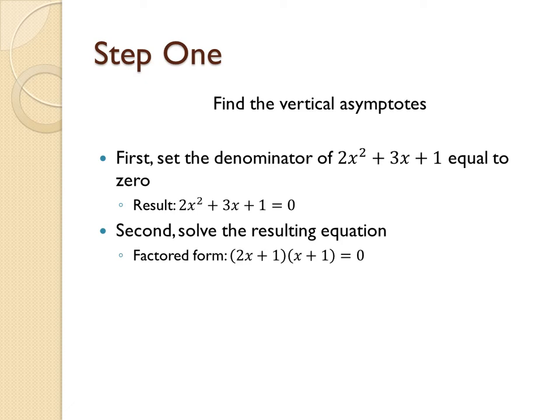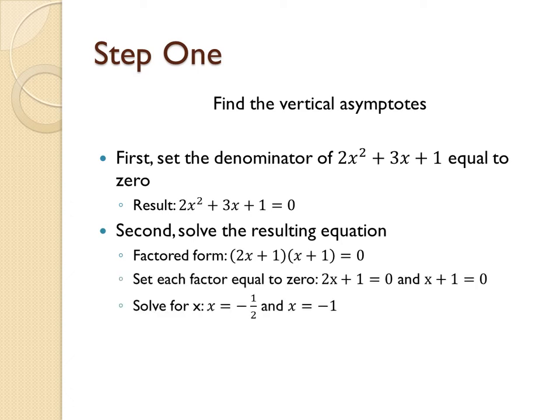(2x plus 1) times (x plus 1) equals 0, and then what we'll do is set each factor equal to 0 and then solve for x. And when we solve for x, we'll determine that x is negative 1/2 and negative 1. So our vertical asymptotes will be x equals negative 1/2 and x equals negative 1.